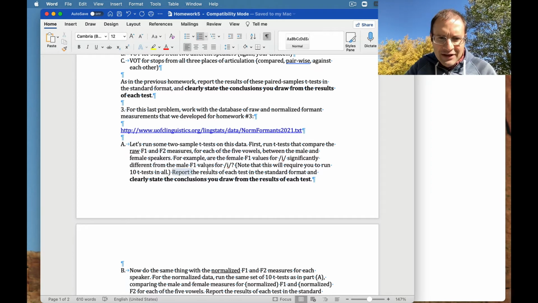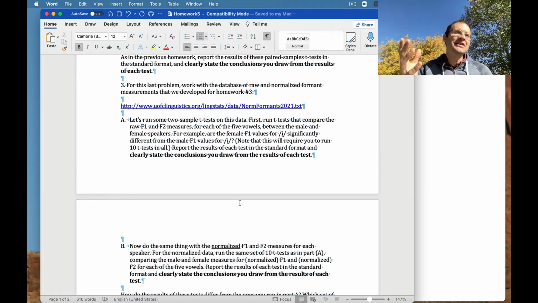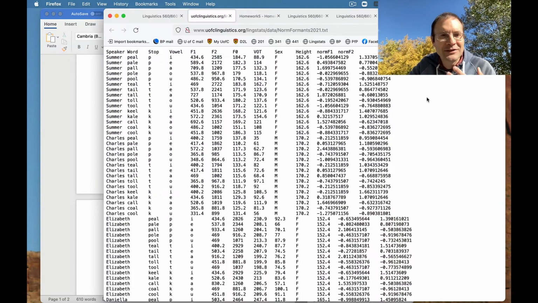Report the results of each test in the standard format and clearly state the conclusions you draw from the results of each test. Now, there's 10 tests here, so you can have a lot of reporting to do. If at the end you want to combine the results in an overall conclusion from what you found out, that's fine to make it more efficient that way. But at some point, you have to tell me what the results of the tests actually mean with respect to this data we're looking at here.